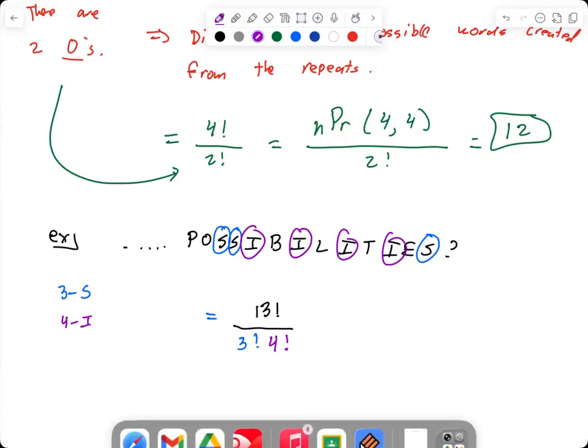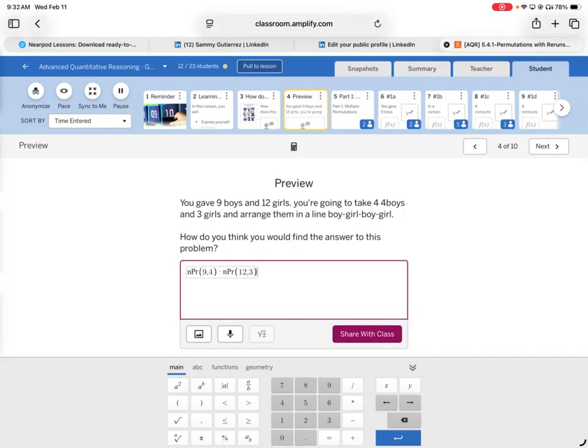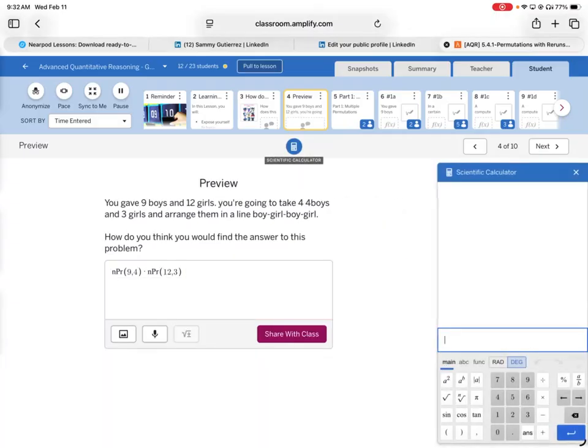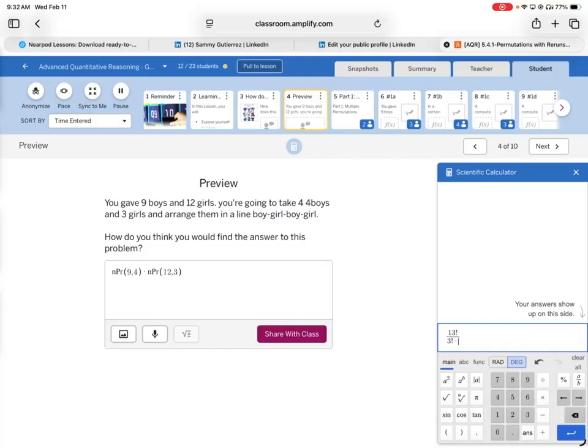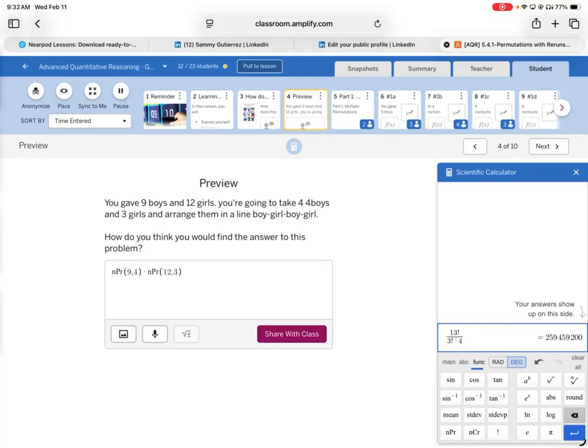When I go to my calculator on Desmos, I like to hit the fraction button or division. 13 factorial, again also known as NPR 13. Since I'm using all 13 letters, it's simply 13 factorial. Or I could have done NPR 13, 13. Over 3 factorial times 4 factorial. And there is my answer.